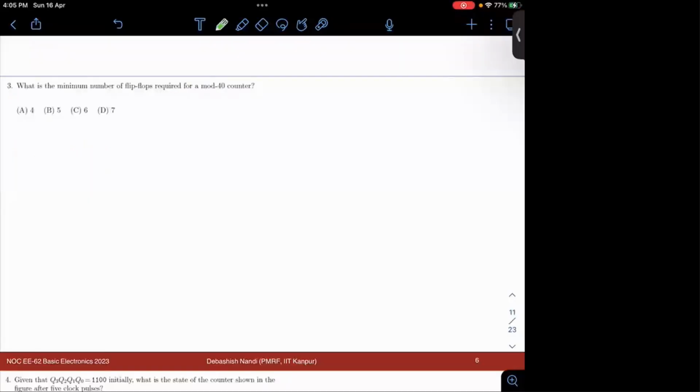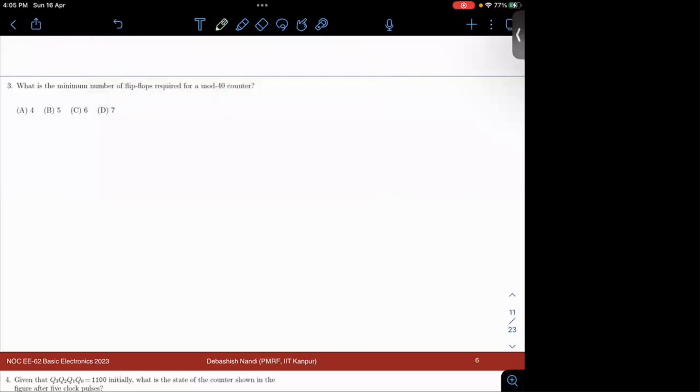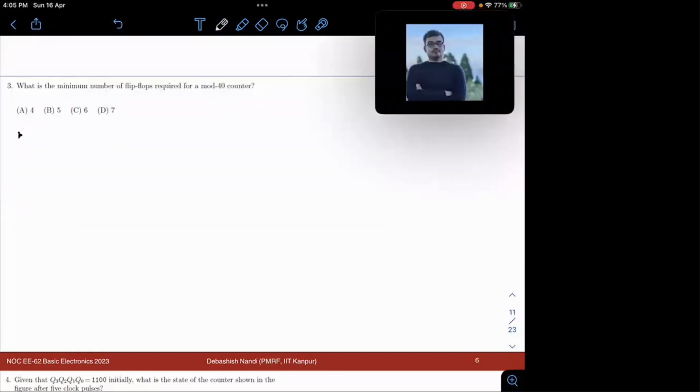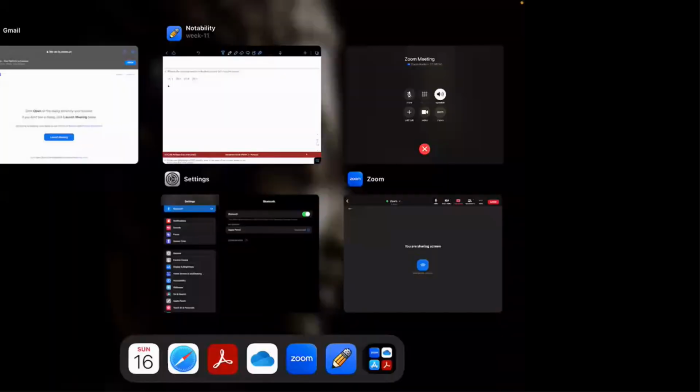Okay. So now this is asked, what is the minimum number of flip-flops required for a mod 40 counter? Fine. So you see, when my audio is going through. Yeah, I think I'm not muted. Okay. So let's continue.